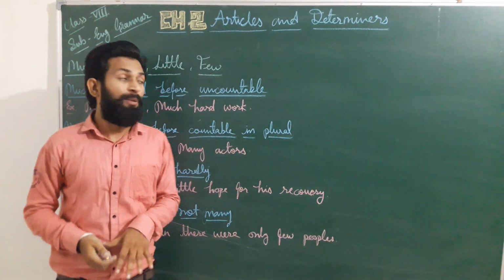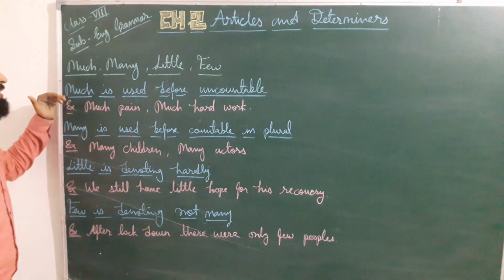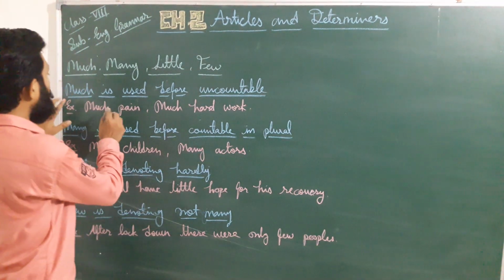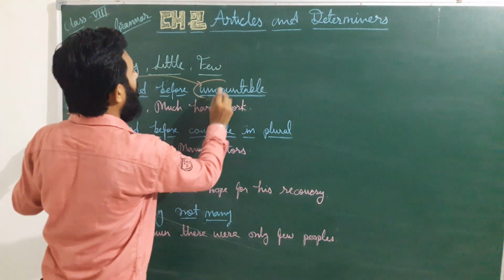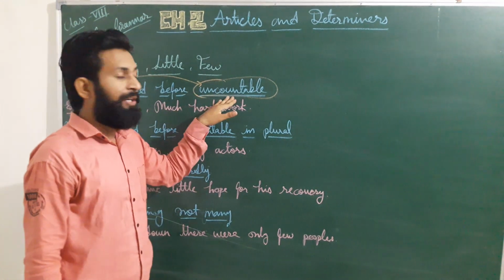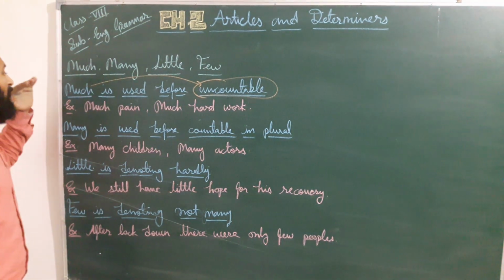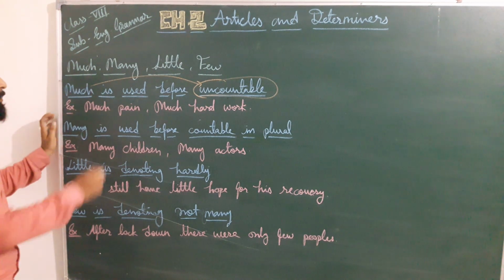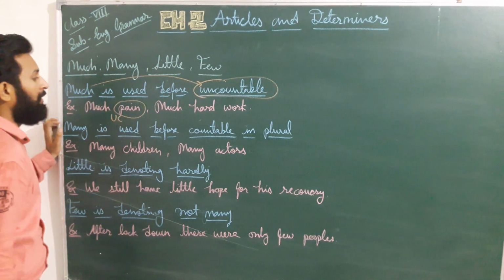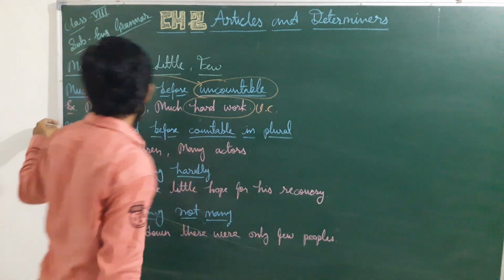Dear students, now we will discuss much, many, little and few. Dear students, much is used before uncountable noun. You have to keep something in your mind. Much is mostly used with uncountable nouns. If an uncountable noun is given in a sentence and a blank is there, then you have to use much, otherwise you don't think about much. An example is also given here, much pen, means pen is not countable, it is uncountable only, you see. Much hard work is also uncountable, so we write it, you see.